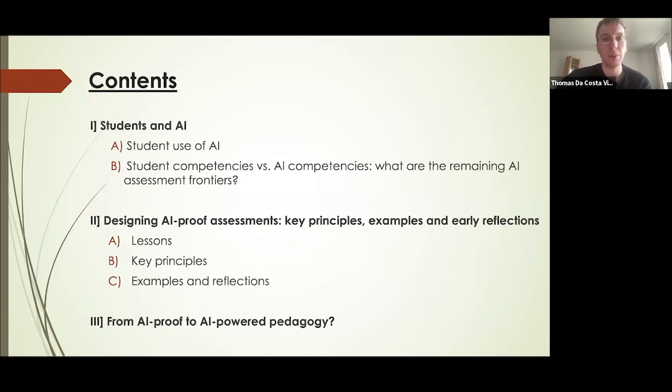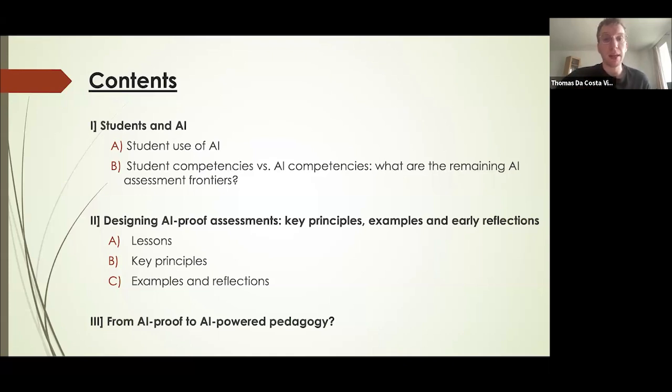First, I'm going to review a little bit of what we know actually about how students use AI. And I'm going to compare then what we can expect students to achieve with or without AI versus what the AI can do, which then allows us to think about what kind of frontiers remain in terms of what we can actually assess without risking too much AI use by students. So I'm calling this the AI assessment frontier.